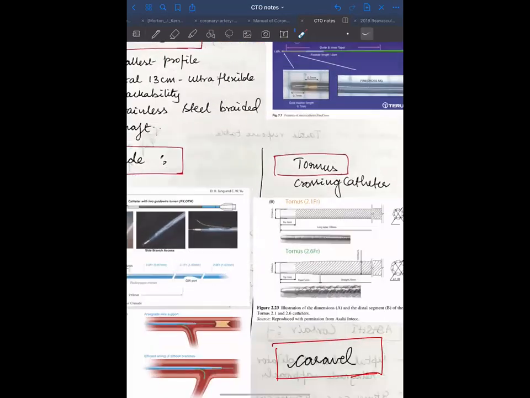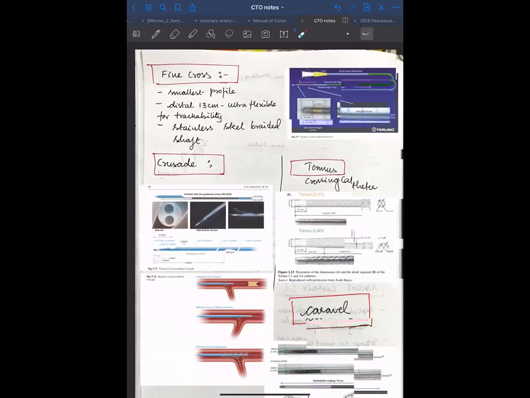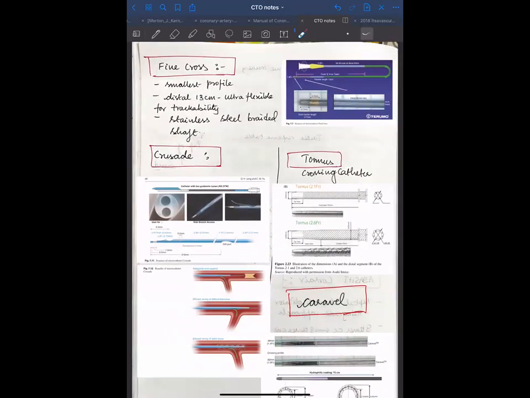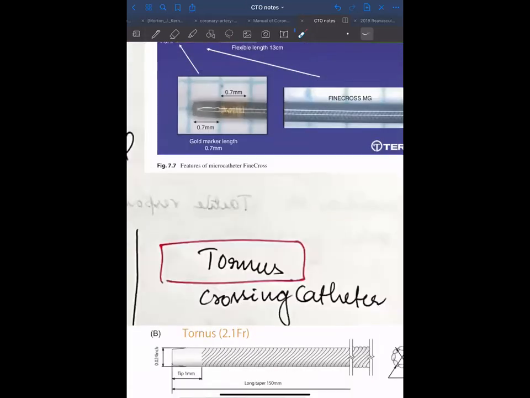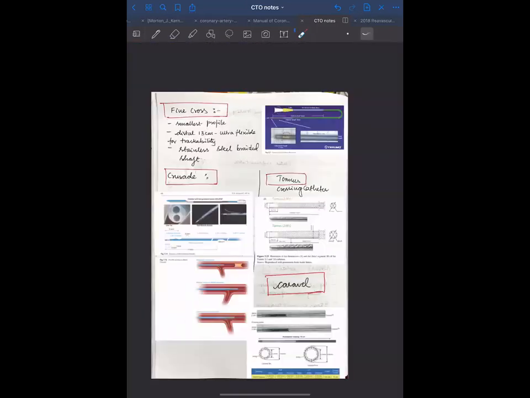And the other kind, I'll mention these in brief. The second catheter, again, all these are from Japan only. So Asahi, Terumo. This is again from Tokyo, Japan, the FineCross. It has the smallest profile. So if you have a smallish looking channel, then FineCross would be better. As the name suggests, it has a very fine body, and the distal 13 centimeters is made up of an ultra flexible material. So it has excellent trackability, and it has a stainless steel braided shaft. As one can see here, this is a braided stainless steel shaft, and it has a marker at the tip of it for us to know where it is on the wire.